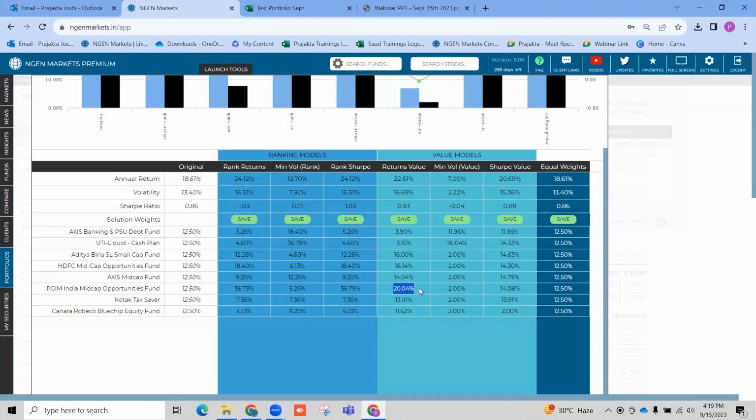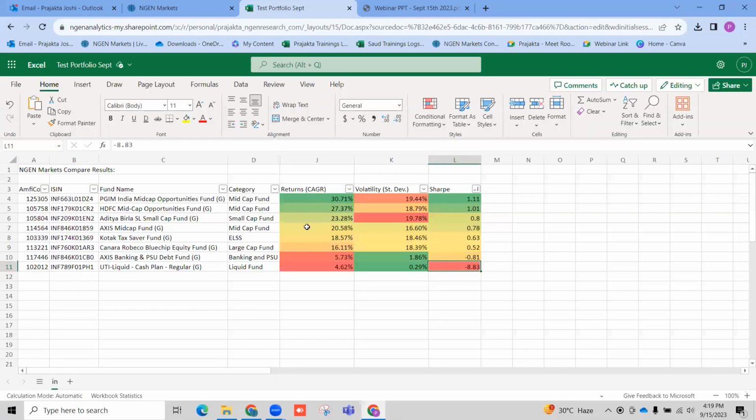How it has come to that is because it considered the underlying return numbers that PGIM India had clocked in. If we see on this Excel sheet, PGIM India has clocked in the highest return, which is 30%, but the second highest, HDFC, has clocked in 27% return. If you actually consider the value of both of these, 30% and 27%, the return differential is only 3%. So it should have given a fair amount of equal weightages, or maybe slightly higher weightages, to HDFC versus PGIM.